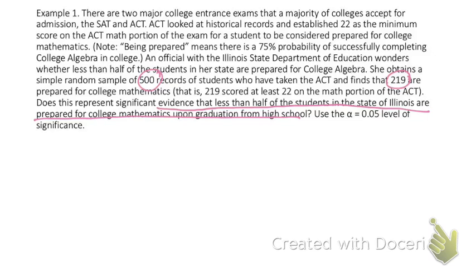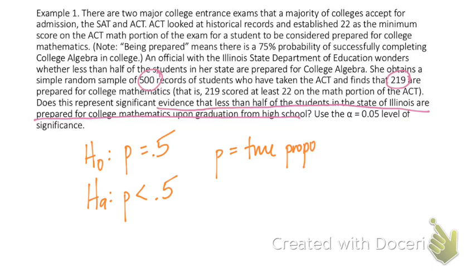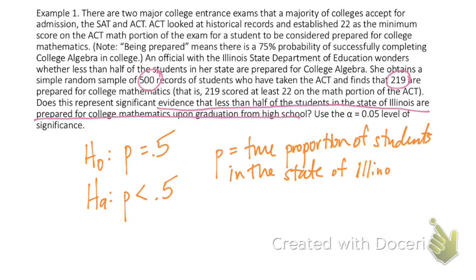So my hypotheses, that's my step 1. My null hypothesis would be P equals 0.5, and I'm trying to prove less than. So P is less than 0.5, where P represents the true proportion of students in the state of Illinois prepared for college math upon graduation.